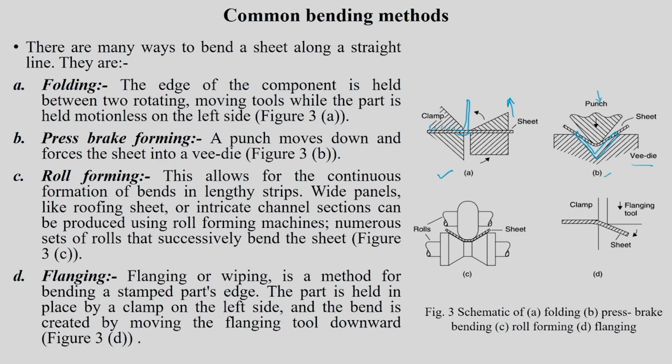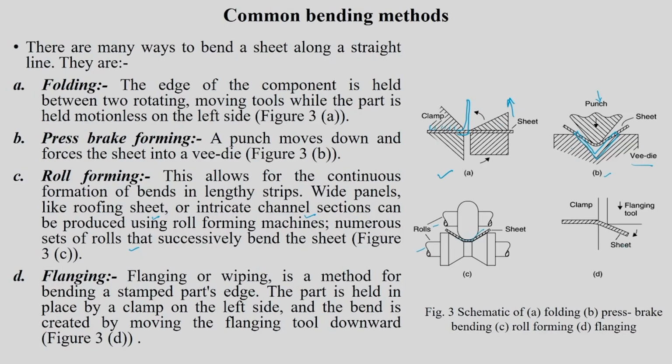Roll forming, as I was telling you, is another method where rolls are used. These are all rolls, and a sheet is kept in between, and the roll is going to roll and create this type of bending. So you can have channel sections, for example wide panels like roofing sheet or intricate channel sections can be produced using roll forming machines. You can have numerous sets of rolls to successively bend the sheet. It is not just in one section. You can have different sets of rolls, and it gets continuously bent to make any channel section.